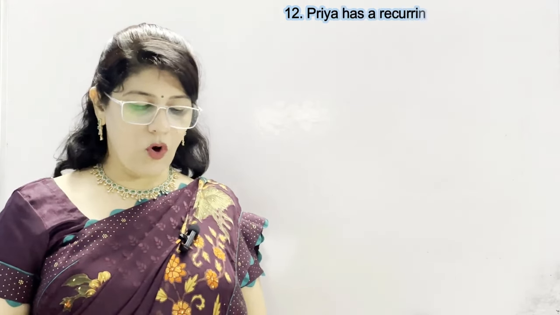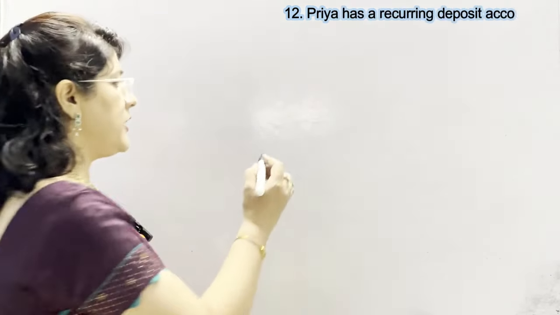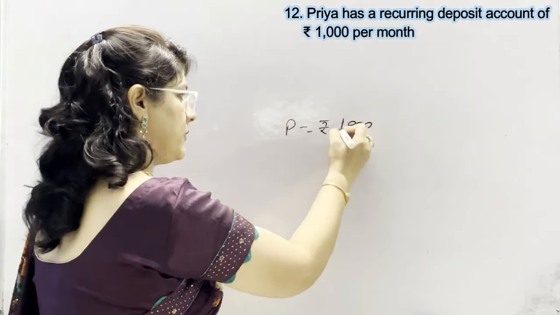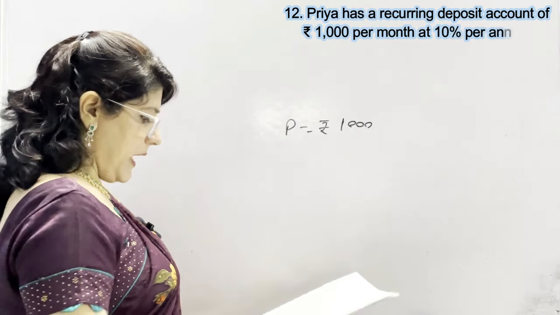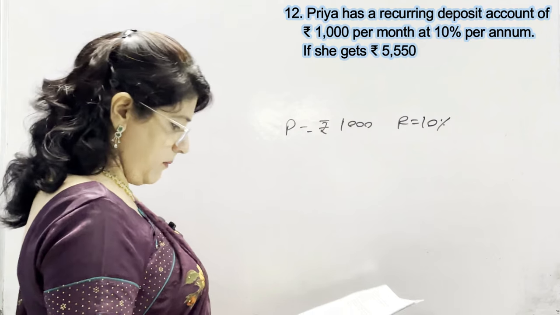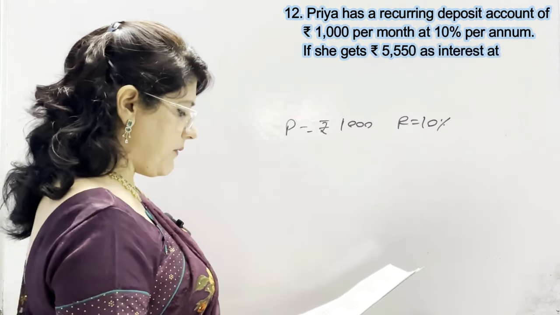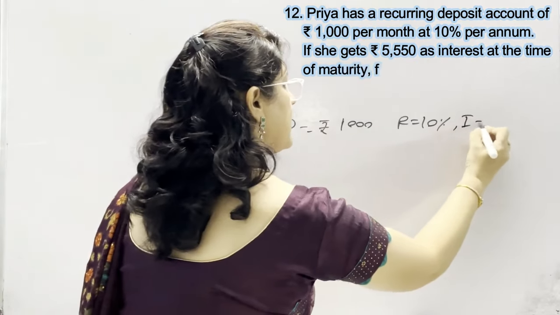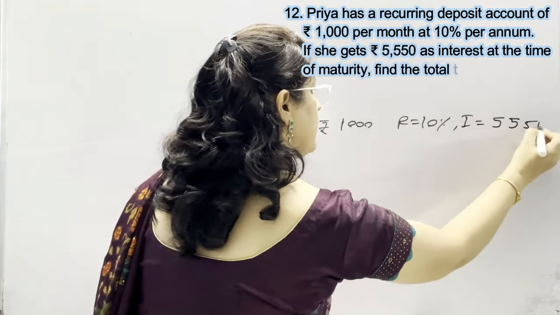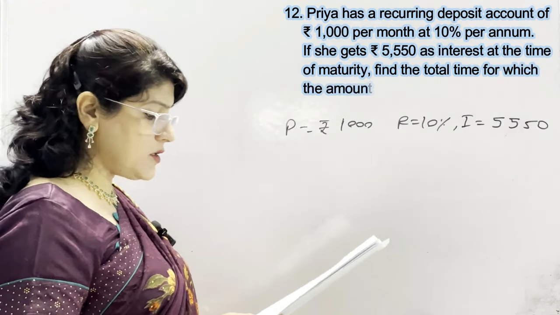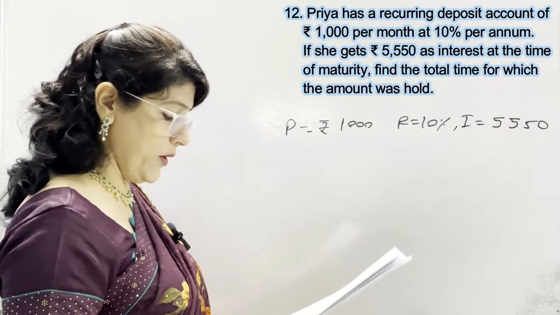In question number 12, Priya has a recurring deposit account of rupees 1000 per month. It means P is given as rupees 1000, at 10% per annum; rate is given as 10% per annum. If she gets 5550 as interest, interest is given in this question as 5550 at the time of maturity, find the total time for which the amount was held.